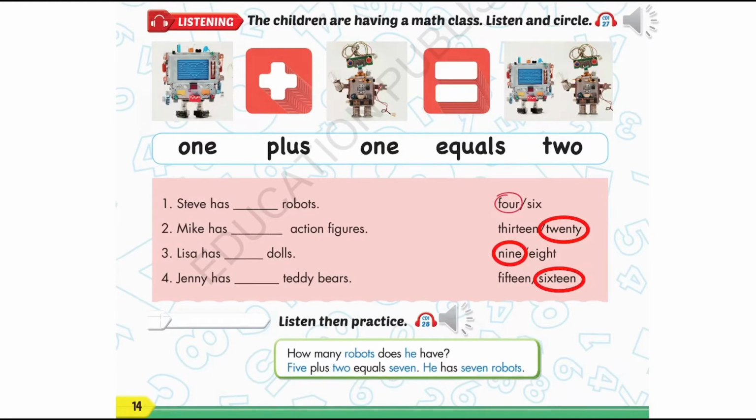Correct. Now listen again. Can you get all correct answers? You just imagine that. Can you get all correct answers? You're so good at math and English. So we will move to the next part.